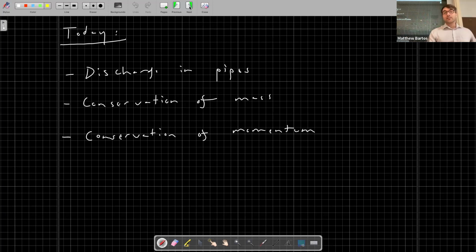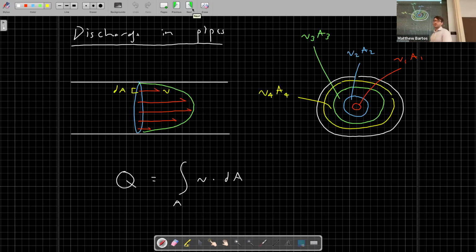Let's start by reviewing discharge in pipes. So I started to talk about this at the end of class yesterday, but didn't quite finish. So let's say we have some pipe with water flowing in it. So there's some flow rate through this pipe. And generally, when you have flow going through a pipe, you'll have a velocity distribution. In this case, we have this nice parabolic velocity distribution with the largest velocities towards the center of the pipe, the smallest velocities towards the wall of the pipe.